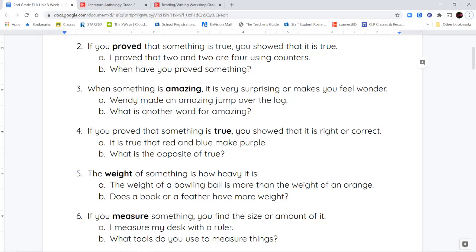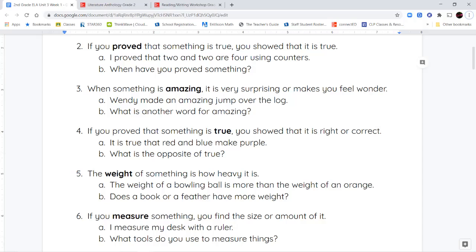Your third word for this week is the word amazing. So something that's amazing is very surprising, or it makes you feel full of wonder. So if you're amazed by something, you're very impressed by it, you think it's wonderful, you think it's very surprising. So if you are playing a game with your friend and you guys are taking turns building something and your friend made an amazing building, so something that's maybe very tall, very beautiful, very creative. Those are all different things that you can use the word amazing to describe.